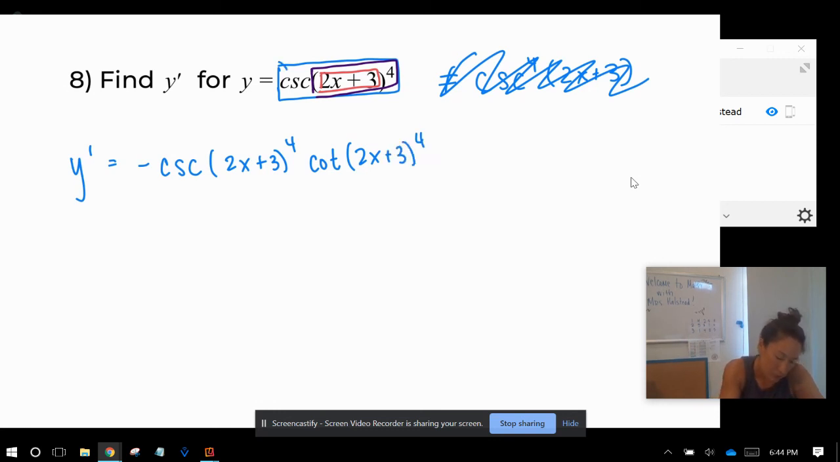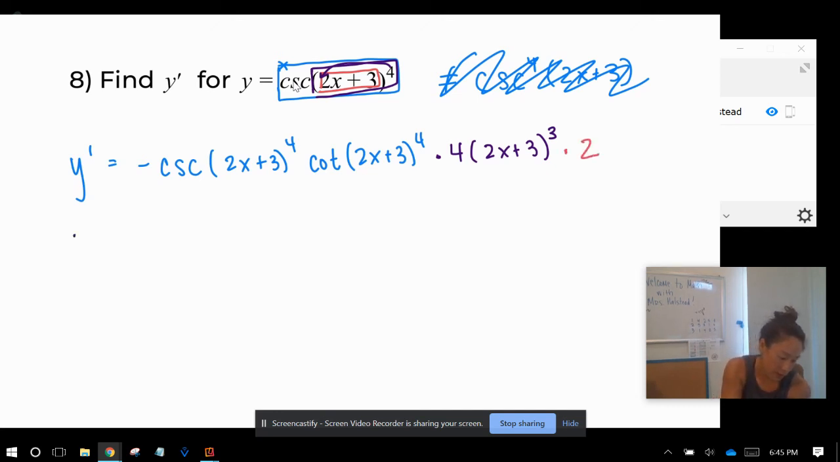So we took care of the outsidemost box. What about the next rectangle? Well, if I cover it up, I tried to cover it up on my iPad just now, but I realized you can't see that. So ignore the cosecant. How do we take the derivative of 2x plus 3 raised to the 4th power? So bring the 4 down. The inside 2x plus 3 stays the same, and the power on the parentheses reduces to a 3. Then lastly, the derivative of the inside, 2x plus 3, is 2.